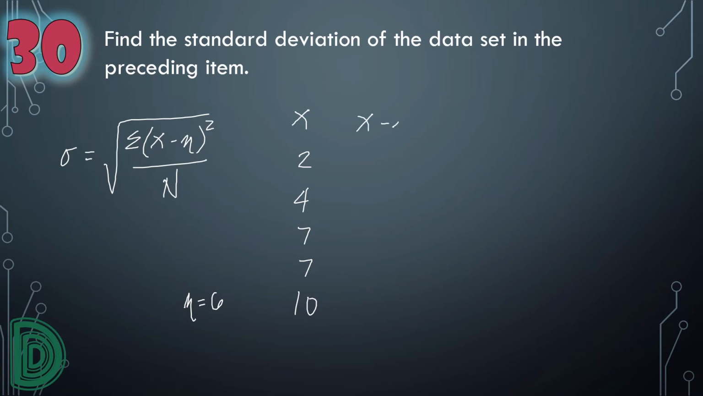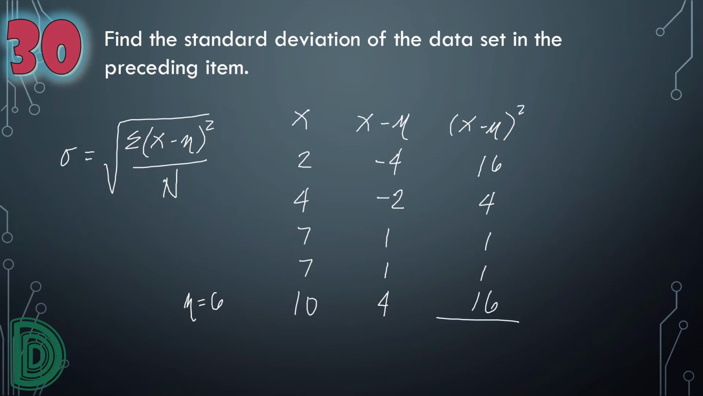Therefore, x minus mean. 2 minus 6 is negative 4. 4 minus 6 is negative 2. 7 minus 6 is 1. 10 minus 6 is equal to 4. So for the x minus mean squared column, negative 4 squared is 16. Negative 2 squared is 4. 1 squared is 1. 4 squared is 16.